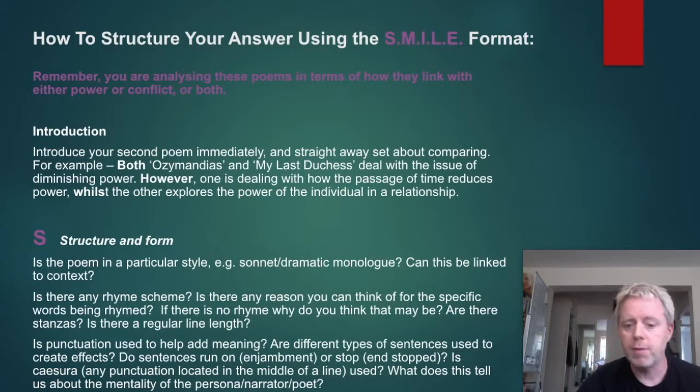With each of these, you need to identify or explore an effect, the impact. So what reason could the poet have for the absence of a rhyme scheme, for example? Is punctuation used to help add meaning? Are different types of sentences used to create effects? Do sentences run on, enjambment, or stop, end stop, at the end of the line with some punctuation? Is caesura, any punctuation located in the middle of a line, used? What does this tell us about the mentality of the persona or the narrator or the poet? It could be autobiographical.